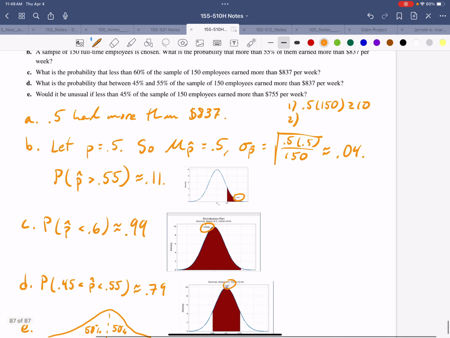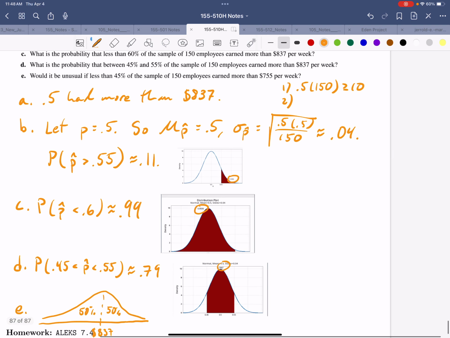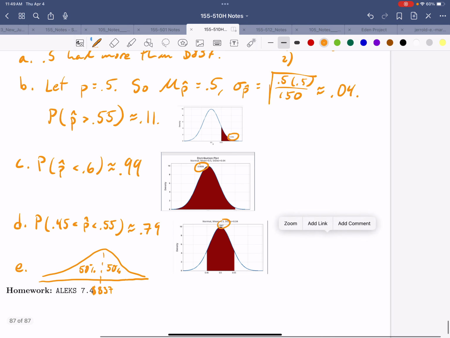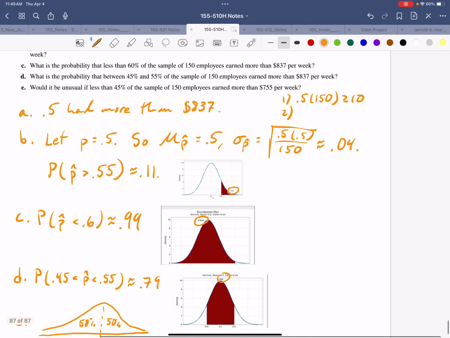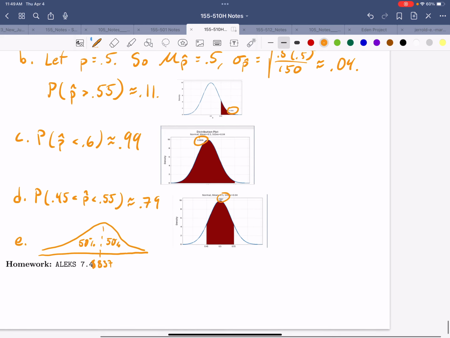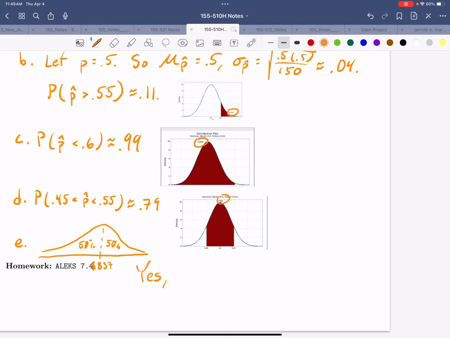So if they're saying that less than 45% of a sample earned more than $755 per week, yes, that would be very, very unusual. That's just yes. And I'll let you figure out exactly why. Okay, that's what we've got for today.